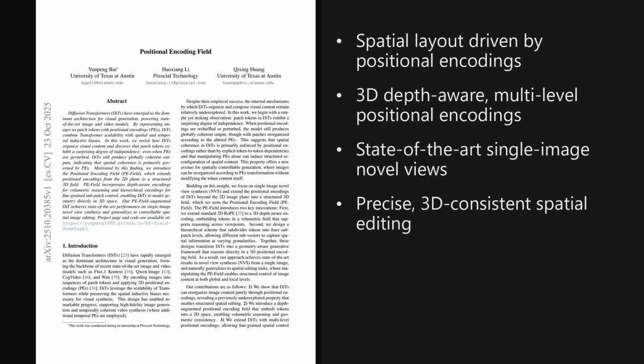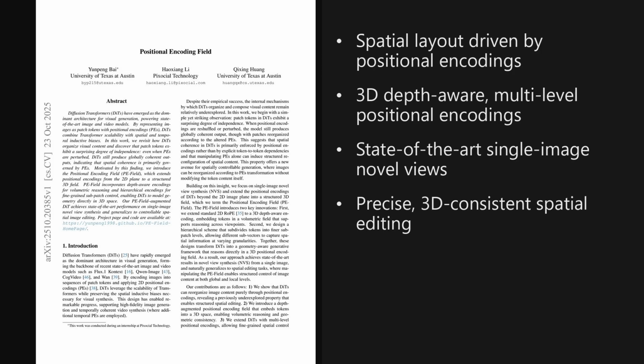I'm Alex. Today, we're looking at a paper trending on X, published on October 23, 2025, about 2 days ago. The hook is bold. This paper shows that spatial coherence in diffusion transformers is largely governed by positional encodings, then turns that insight into a 3D positional encoding field for single-image novel view synthesis and precise spatial editing. The paper is titled Positional Encoding Field, and as we'll see later, the results are really impressive.